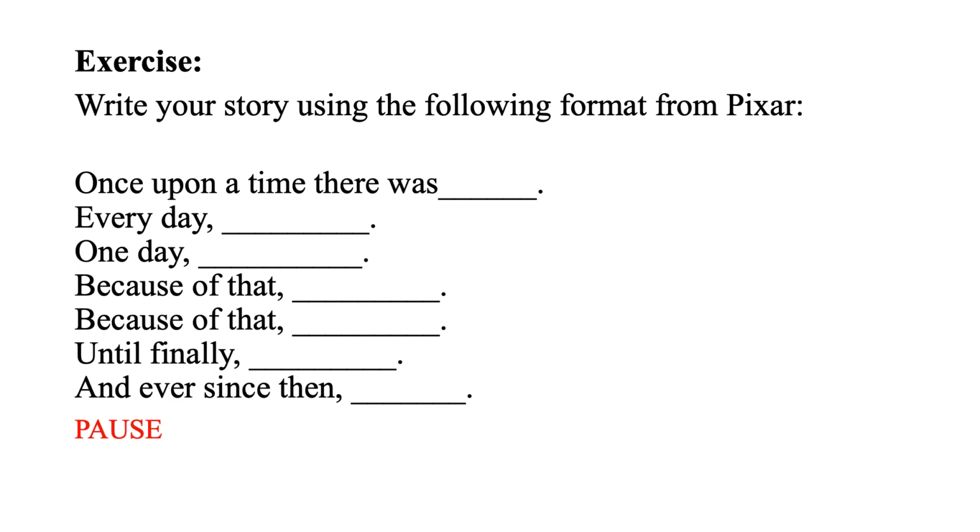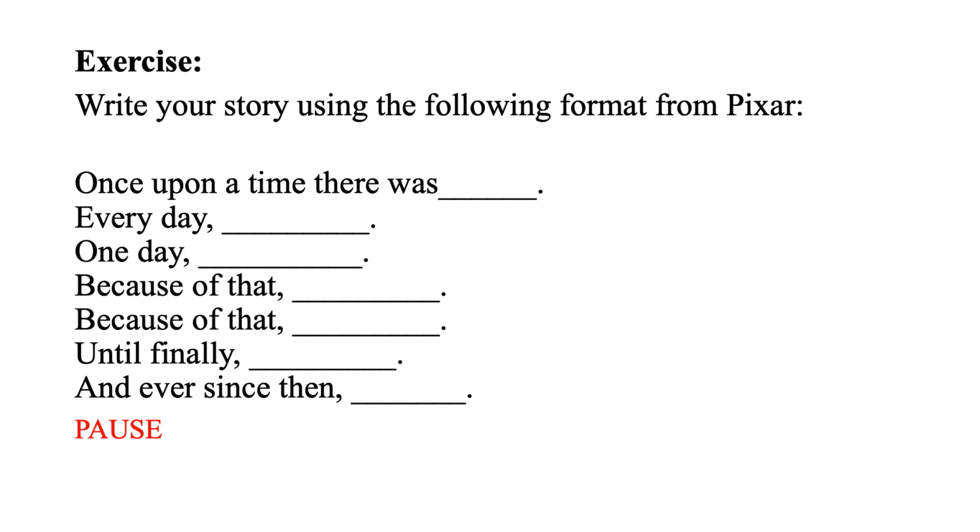Once upon a time there was gives us our setting and our character. Every day is our status quo. One day is our inciting incident. Because of that is our rising action. Until finally is our climax, and ever since then is our falling action and new status quo. And I'll let you work on that if you want to.